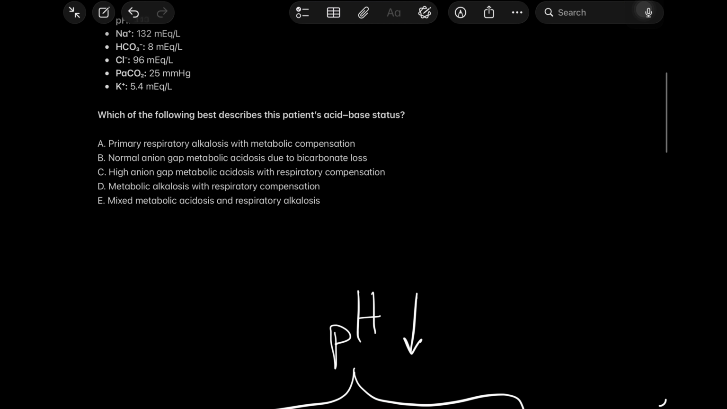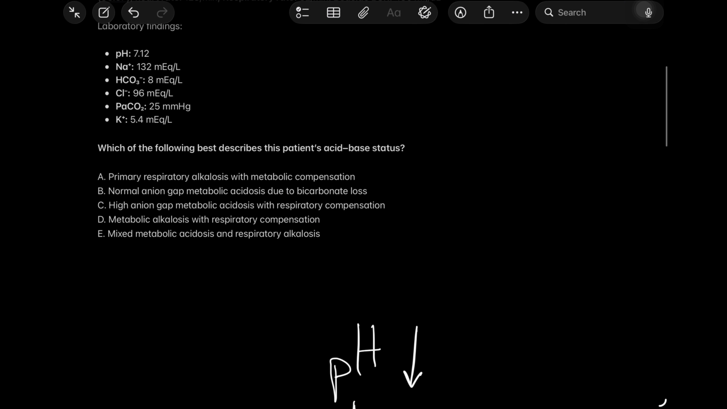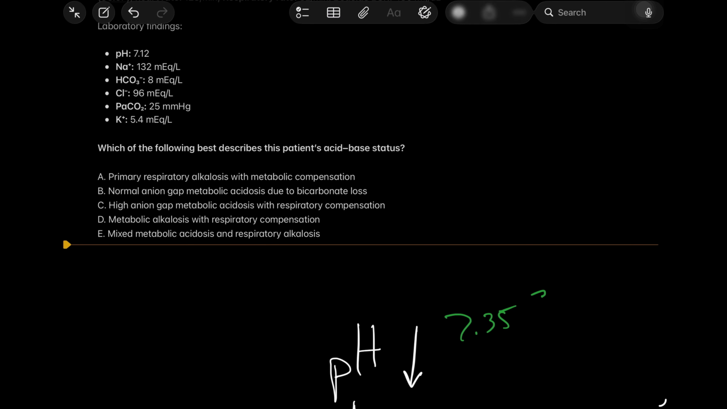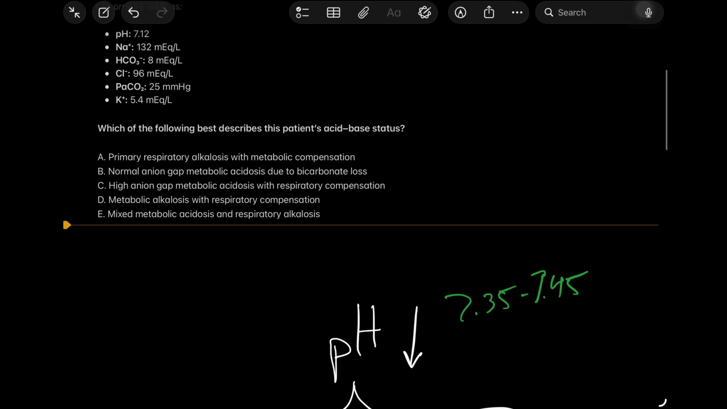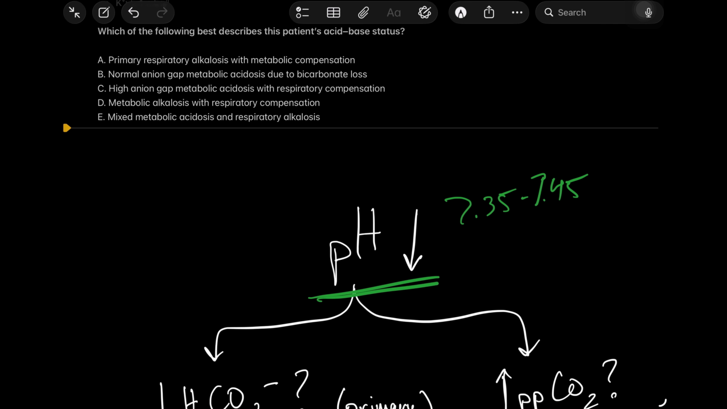Now, moving onwards with the laboratory findings, finally going into the explanation why C is correct. Well, first of all, let's look at the pH of this patient. Now, we know the patient's pH is 7.12. So the normal is 7.35 to 7.45. If that's the case, then this patient is in acidosis. So the pH is low.